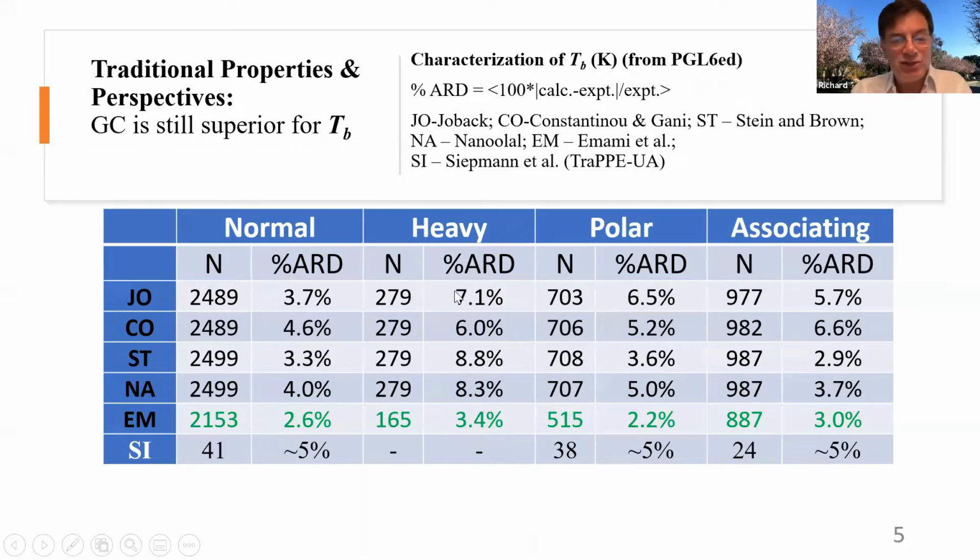I guess I should have mentioned, what is a heavy molecule? Hexadecane and anything heavier than hexadecane is a heavy molecule in our classification scheme. Polar means it doesn't have any kind of hydrogen bonding, but it's got like nitrate or something like that, or an ester. And normal is anything that's not those things.